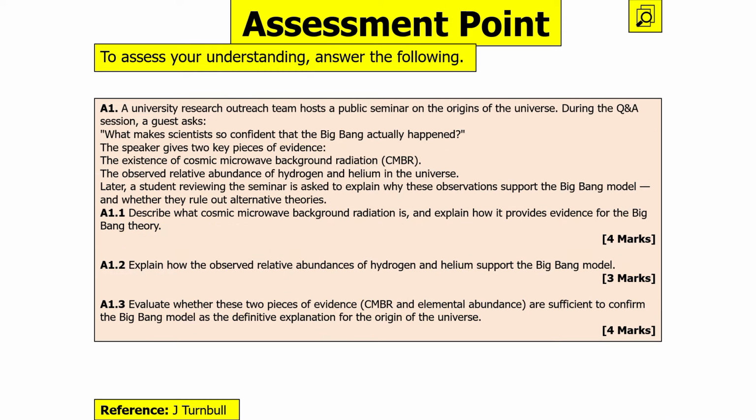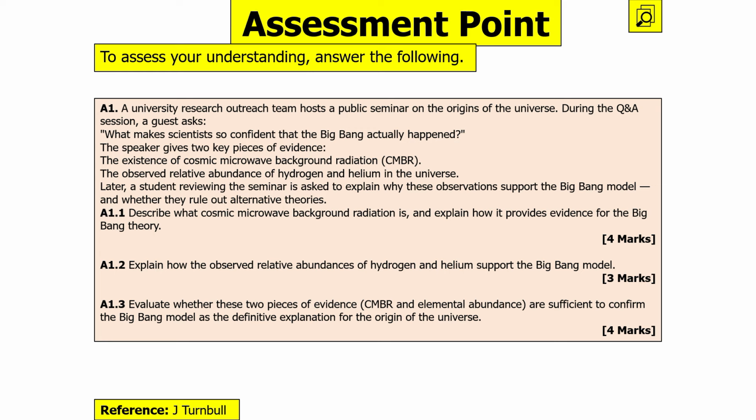A university outreach team hosts a public seminar on the origins of the universe. During the Q&A session, a guest asks, what makes scientists so confident that the Big Bang actually happened? The speaker gives two key pieces of evidence: the existence of the cosmic microwave background radiation and the observed relative abundance of hydrogen and helium in the universe. Later, a student reviewing the seminar is asked to explain why these observations support the Big Bang model and whether they rule out alternative theories.